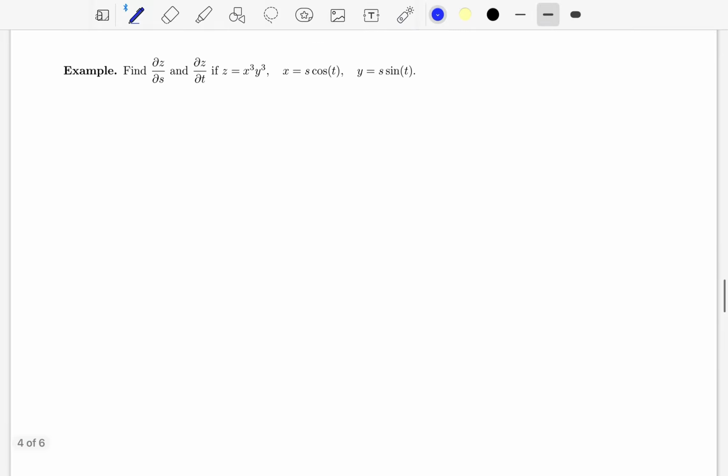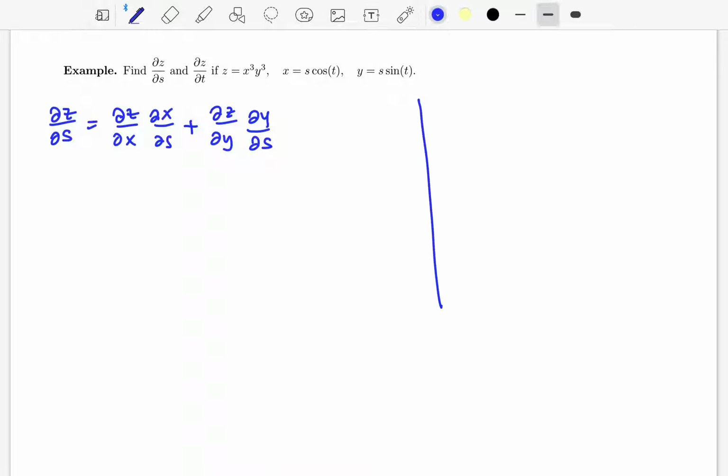I want to find dz/ds and dz/dt for z defined as x cubed y cubed, and x is equal to s times cosine t, and y is equal to s times sine t, okay? So let's do dz/ds first. So dz/ds, again, it's equal to dz/dx dx/ds plus dz/dy dy/ds, okay?